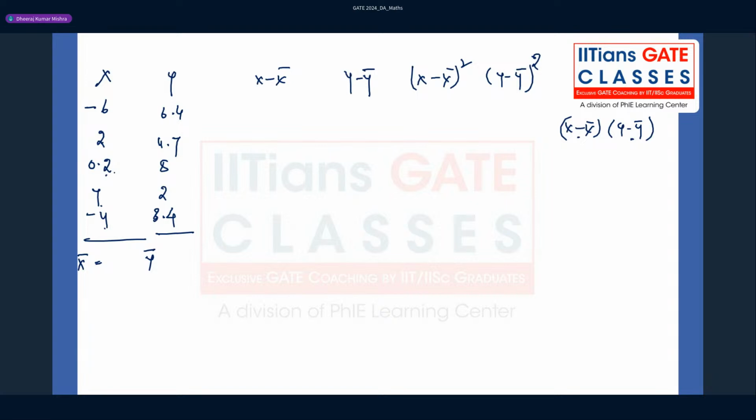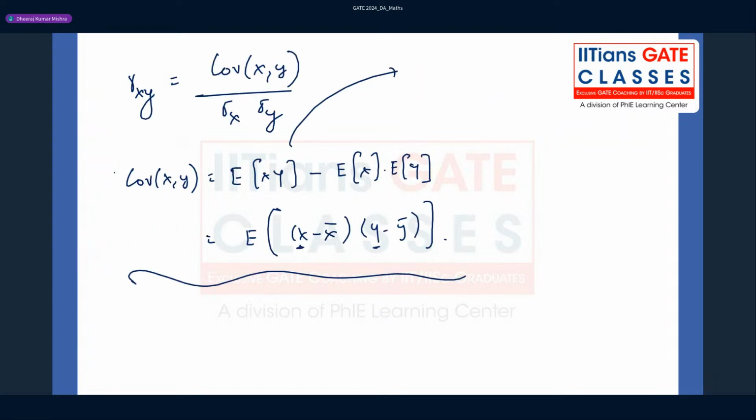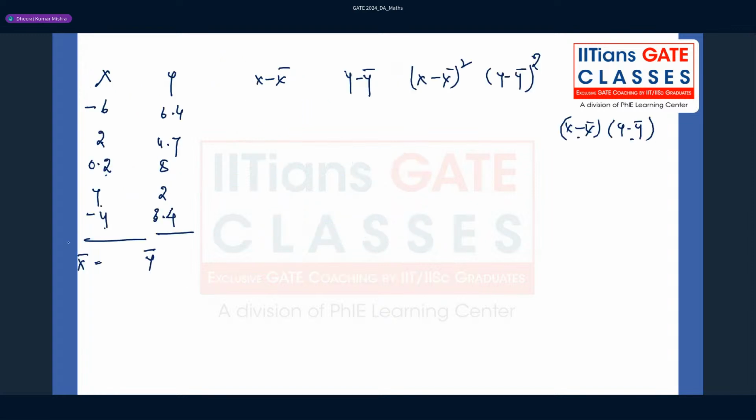This question is quite lengthy, and this formula has to be used. So this exercise you have to do. I will give you direct values here. You can see this will come out to be minus 0.16, the mean of x, and this will come out to be 4.9. Understood? And then x minus x bar you can find out.